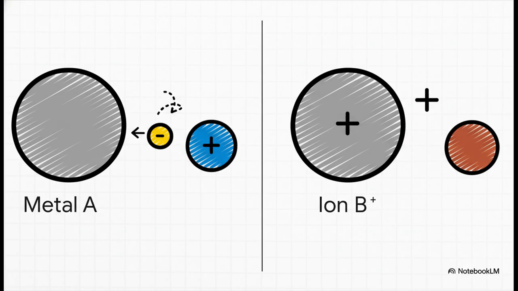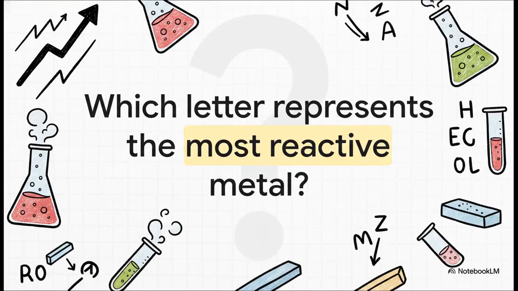The more reactive metal A is the generous one. It gives away its electrons, getting oxidized. The ion of the less reactive metal, B+, takes those electrons and becomes a neutral metal atom. It gets reduced. And the last of our quick questions, 9.4.